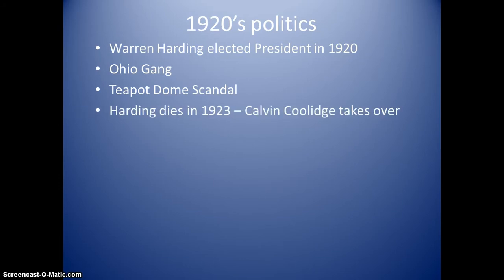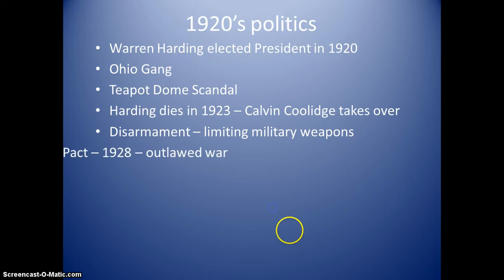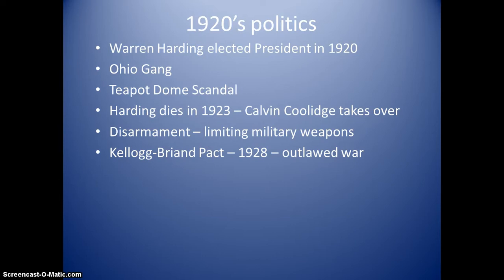So Harding dies in 1923, and Calvin Coolidge takes over. His nickname was Closed Mouth Cal. He did not do a whole lot of speeches. One thing that they did do, though, is disarm. They limited military weapons and led us back to isolationism. And they signed the Kellogg-Briand Pact that basically outlawed war. And so we were back to isolationism.